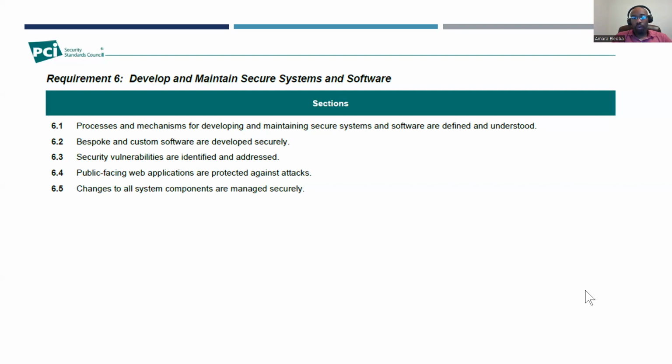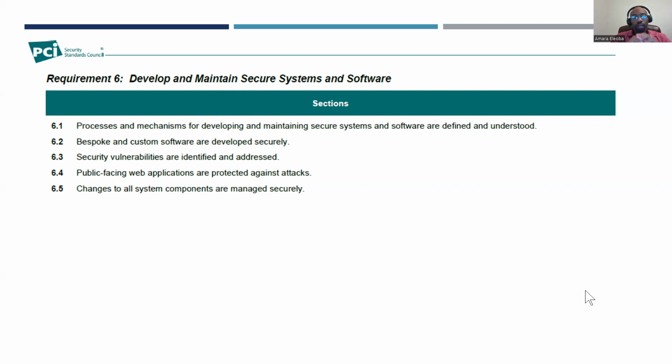6.4, public-facing web applications. We want to make sure they are protected against attacks. And if we go into the sub-requirements for this, it talks about, for example, making sure that you have what we call a WAF, a web application firewall. Those are things you can use to implement and address requirement 6.4. But like I said, I'm not going to go through all the controls.